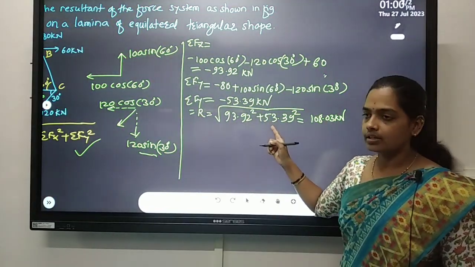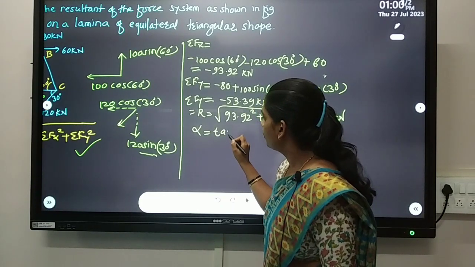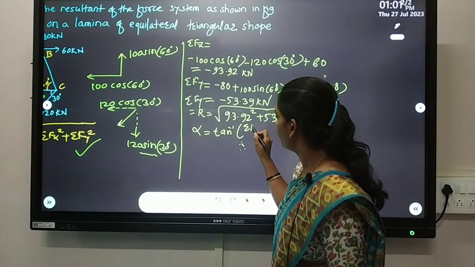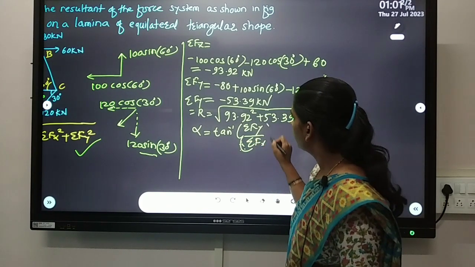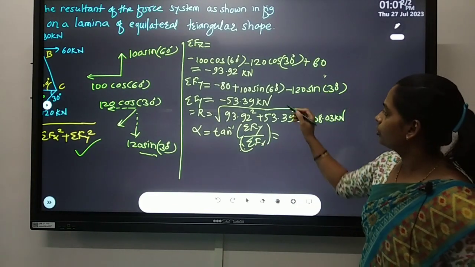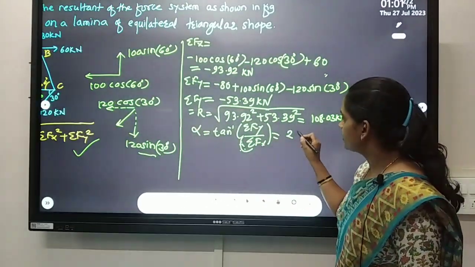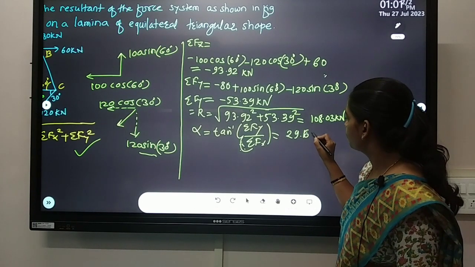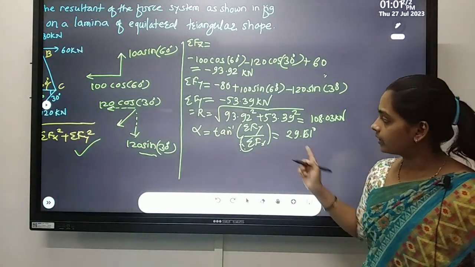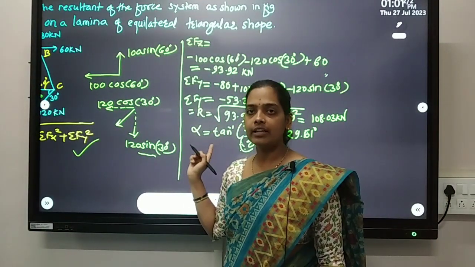As we know the resultant, we can also calculate alpha. Alpha is equal to tan inverse of summation f of y divided by summation f of x. Okay. So, just put the value and tell me. 29.61 degrees. All right. But at what distance is it making an angle of alpha degree?